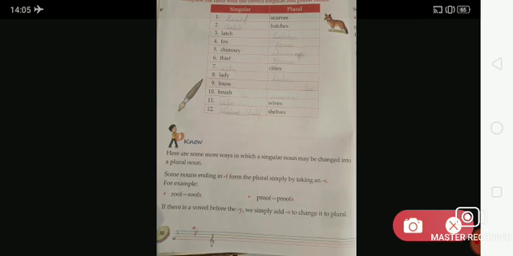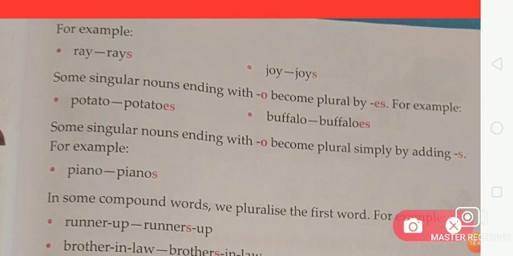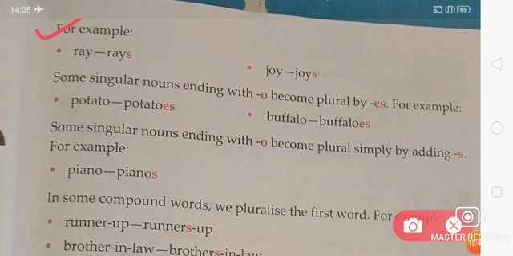If there is a vowel before the Y, we simply add S to change it to plural. For example, ray, it will be rays. Joy, it will be joys. Some singular nouns ending with O become plural by ES. For example, potato, so it will be potatoes. Buffalo, it will be buffaloes. Some singular nouns ending with O become plural simply by adding S. For example, piano, so it will be pianos.